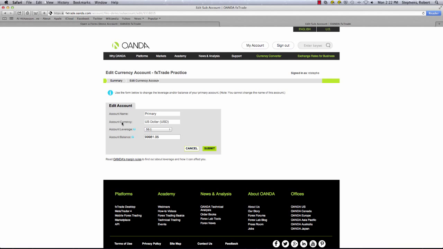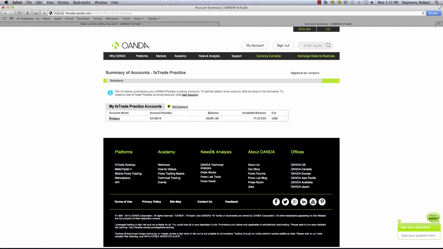Notice that you already selected the account currency as US dollar, and then account leverage is something you can select. I would like everyone to select a 50-to-1 leverage ratio. That's the maximum leverage ratio. So make sure you select 50-to-1, as well as having the $100,000 to begin with. Okay, and then you can submit that, and then your account is set up.